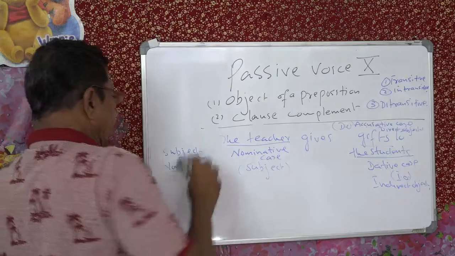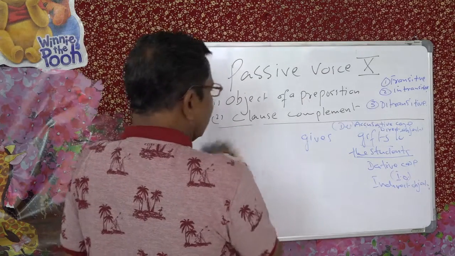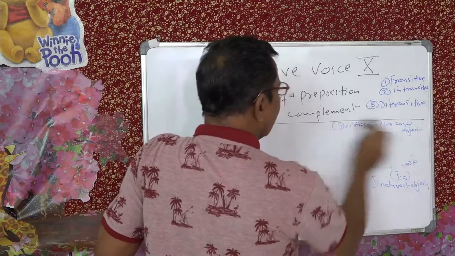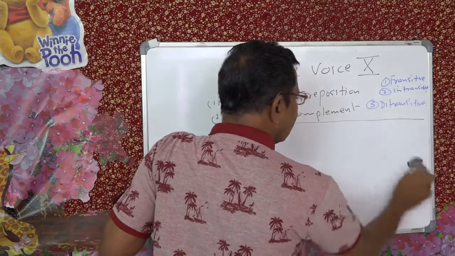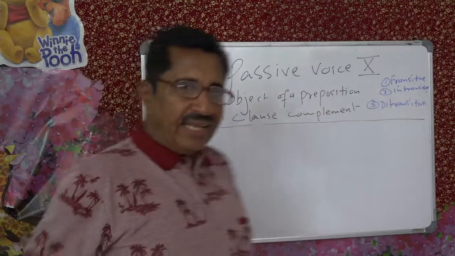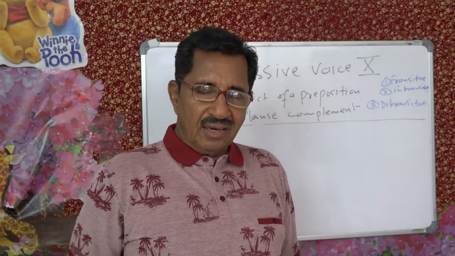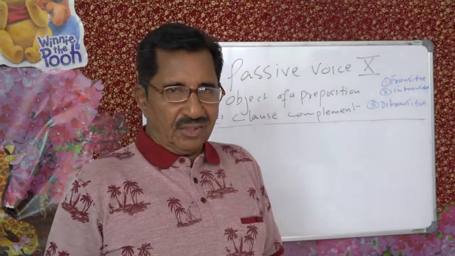So the subject position is the nominative position. The direct object position is the accusative position. And the indirect object we call the dative position. D-A-T-I-V-E. Dative. Understand? This is important. It has relevance in our discussion of passive voice. That's what I am saying.